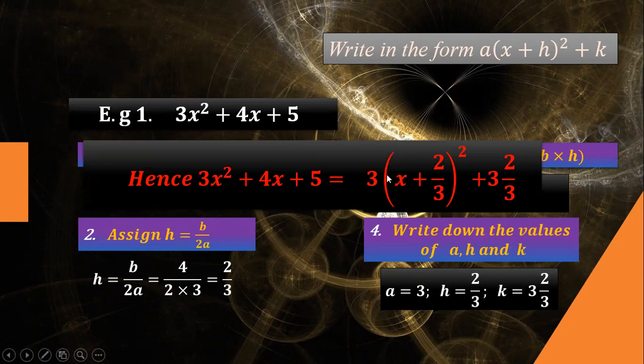Open brackets, x, plus sign, H, which is 2/3. There's a 2/3 here. Close brackets, squared, right? So this is not 2. Don't forget that. Yes, it is the number 2, but it's not expressed as 2 or said as 2. It is said as squared. Very important point. Plus sign, K, which is 3 over 2/3.